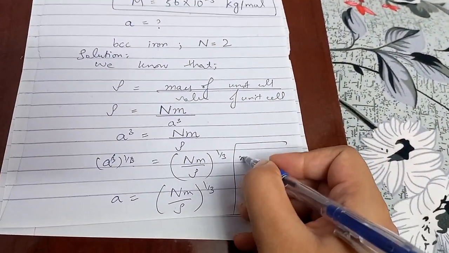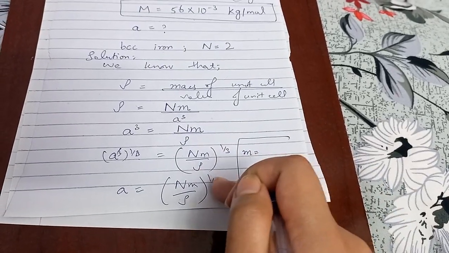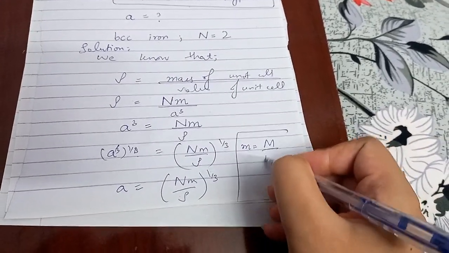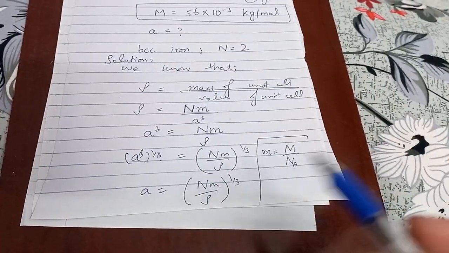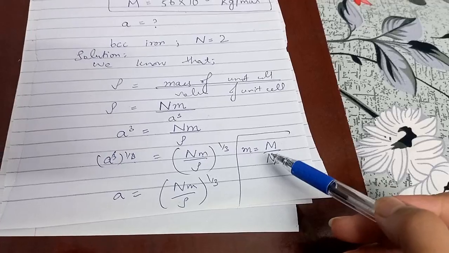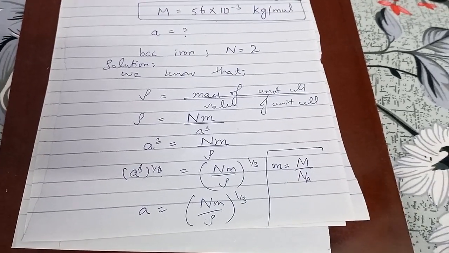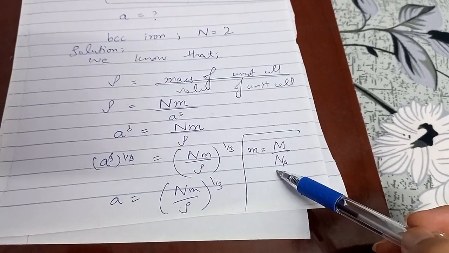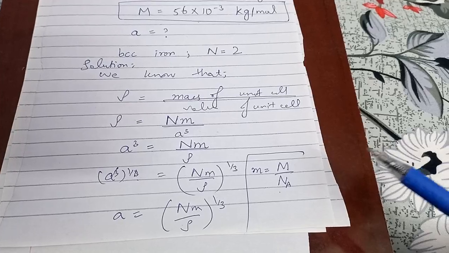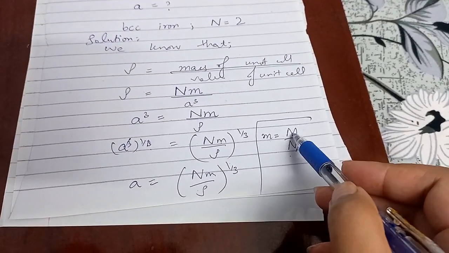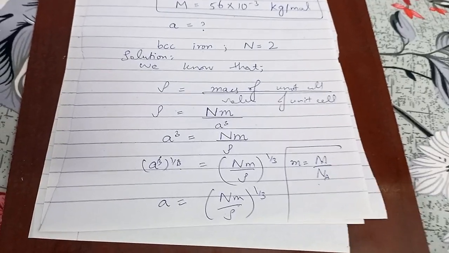It's always true that the mass of a single atom, small m, is equal to the molar mass divided by Avogadro's number. If you want to find out the mass of a single atom, then divide the atomic weight, molecular weight, or any weight, ionic weight, by Avogadro's number. You will get the mass of that single unit, single atom, or single molecule. So we'll insert this expression into the final expression that we will use for calculation.